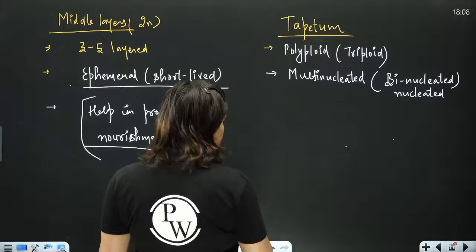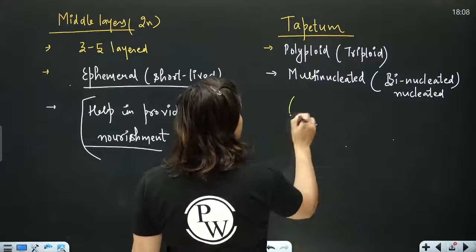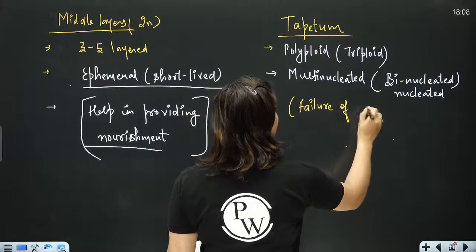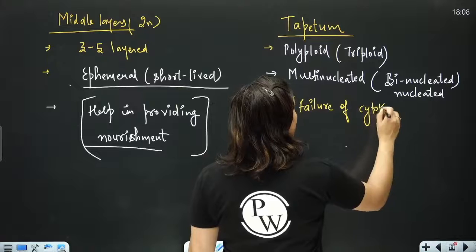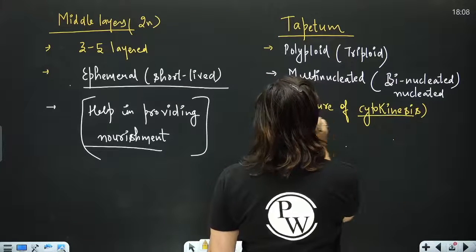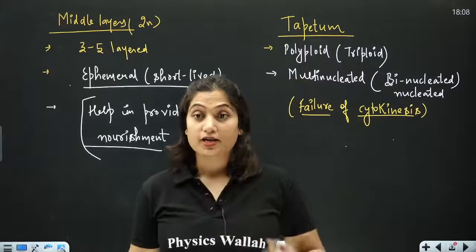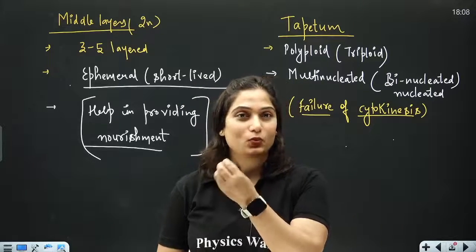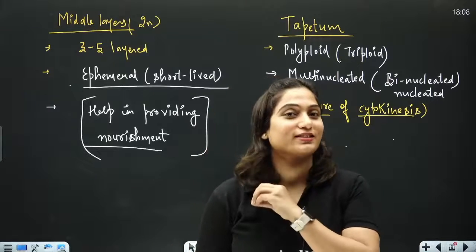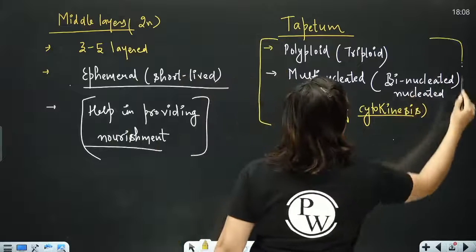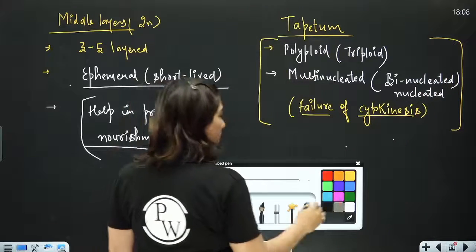And what is the reason behind it? The reason is failure of cytokinesis. That means in a cell, when karyokinesis will occur, that means division of a nucleus will occur, and just after that division of cytoplasm will not occur, that means it is going to be multinucleated. Okay, so these 2 points are very important regarding tapetum, beta, very important.